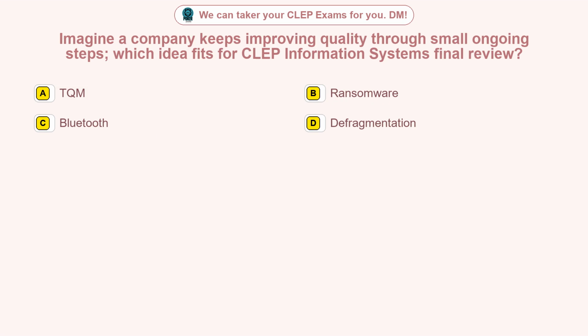Question 18. Imagine a company keeps improving quality through small ongoing steps. Which idea fits for CLEP Information Systems final review? Option A. TQM. Option B. Ransomware. Option C. Bluetooth. Option D. Defragmentation. The correct answer is option A.